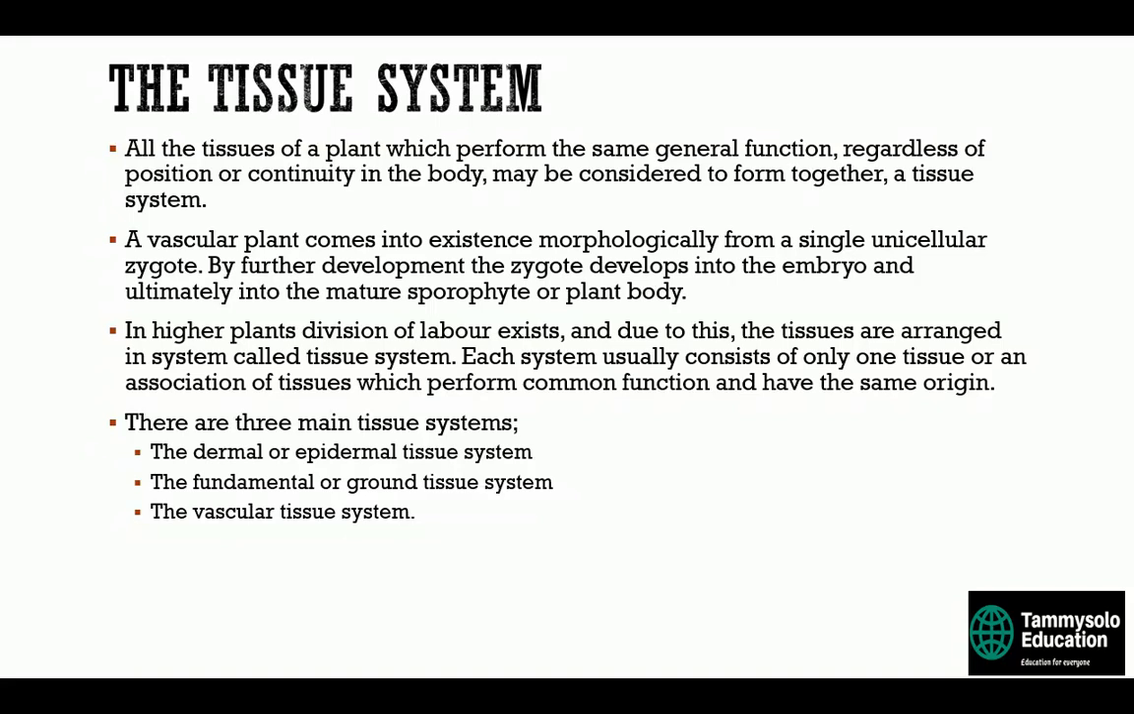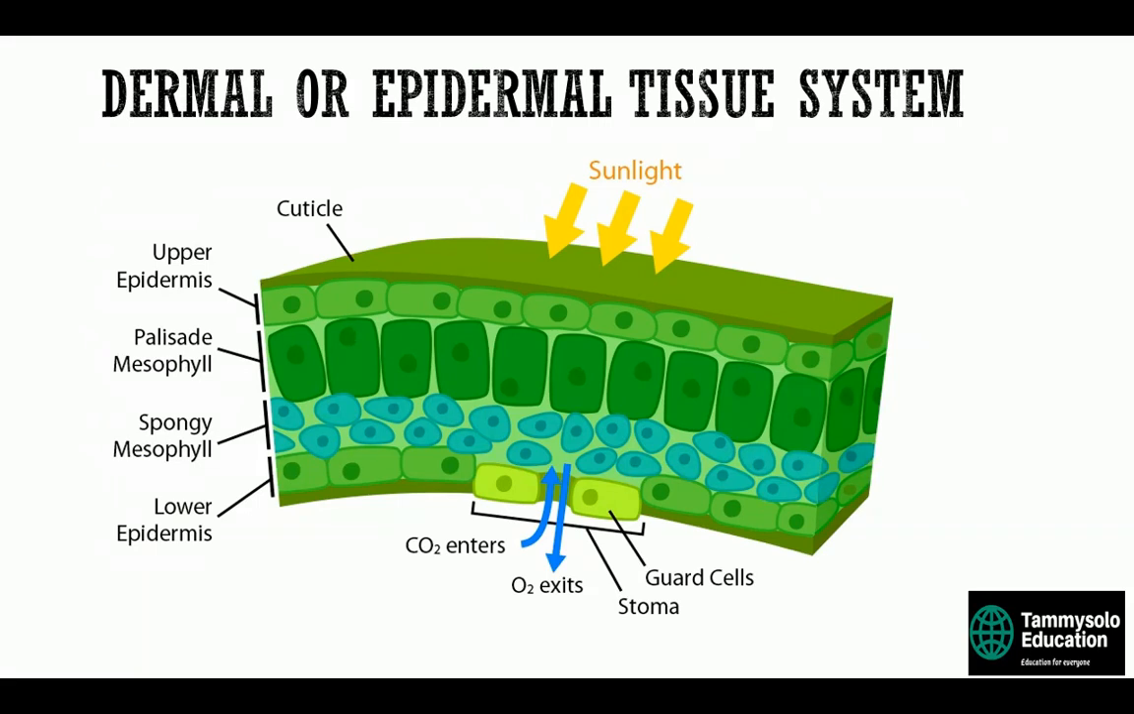An example of a dermal tissue system comprises the epidermis, which has the cuticular part. We have the upper epidermis, the palisade mesophyll, the spongy mesophyll, and the lower epidermis. In line with the stomata area, we have the two guard cells that help to close or open in order to aid the exchange of gases in and out of the leaf or the plant.